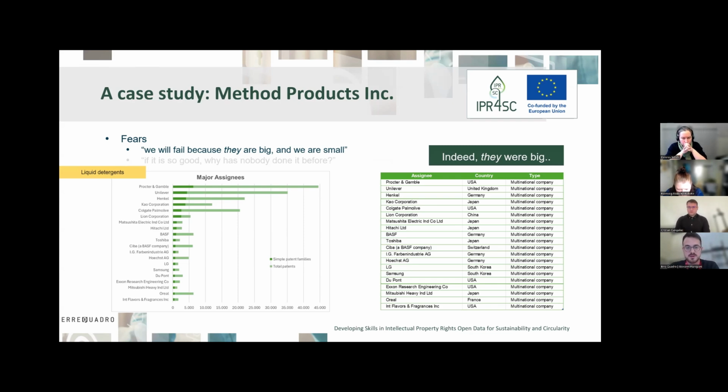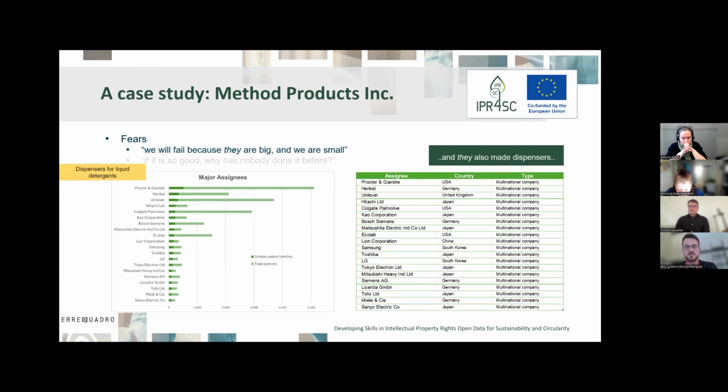compete with these players. But what if we narrow down the field of analysis from liquid detergents to dispensers for liquid detergents? The situation doesn't seem to change a lot here. We see the same exact players on the right chart. So we can confirm that the competition is very high.